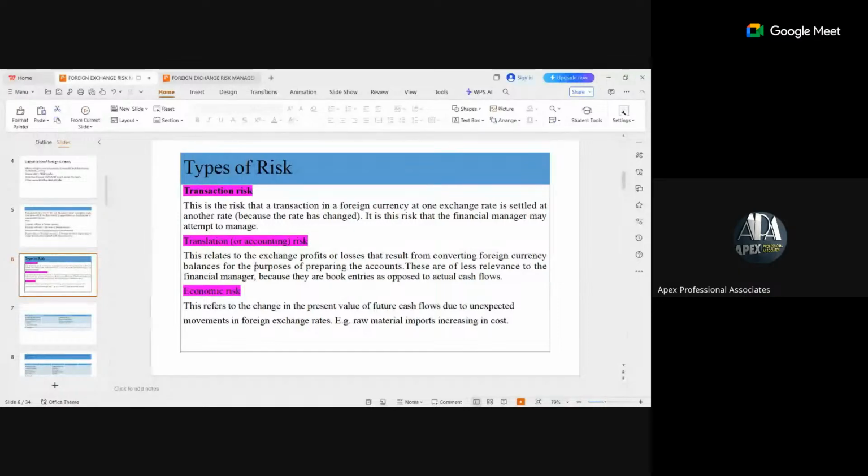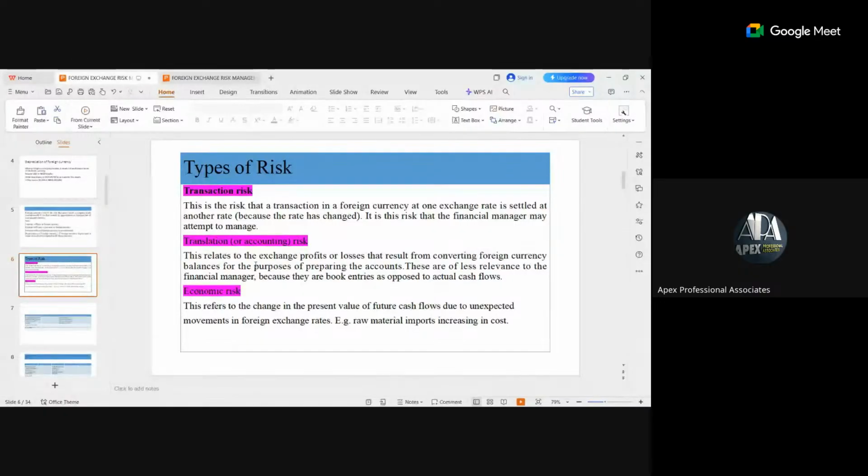This risk occurs when the prices of goods are fixed in a foreign currency. And when they are fixed, we experience fluctuation in the exchange rate between the date when the price is agreed and the date when the cash is paid. So movement in exchange rate is faced by the exporter who invoices in a foreign currency and the importer who pays in a foreign currency. So this is transaction risk.